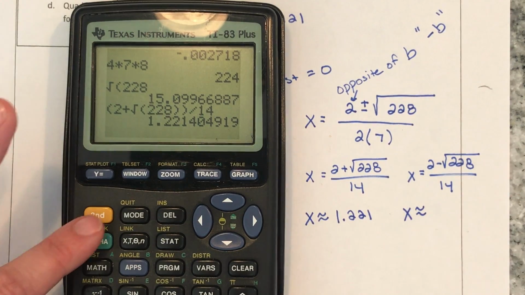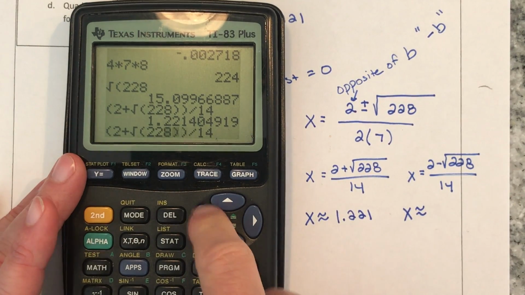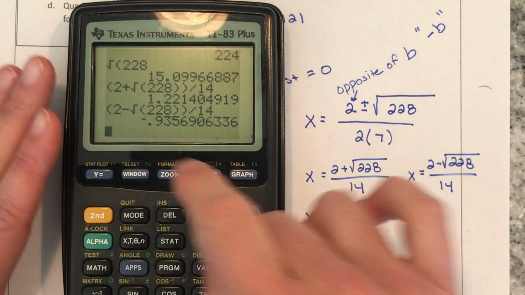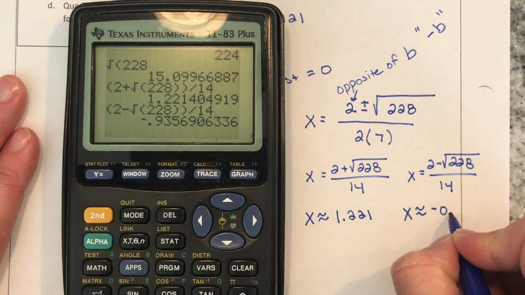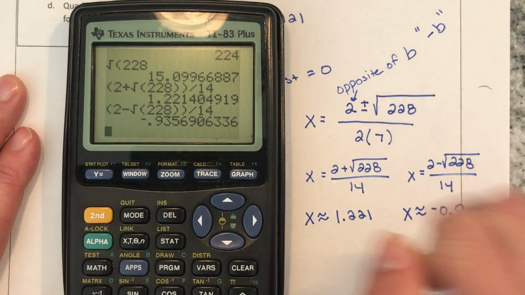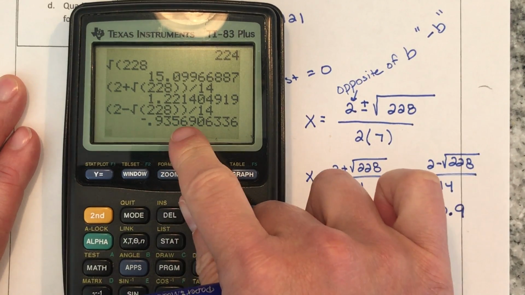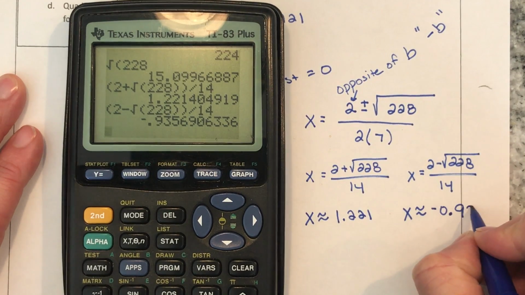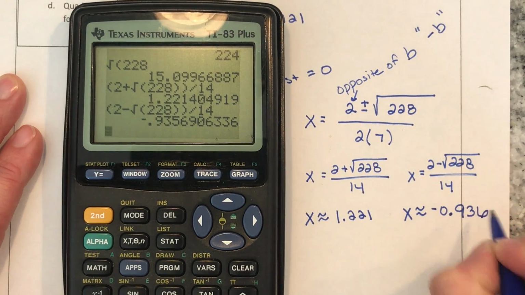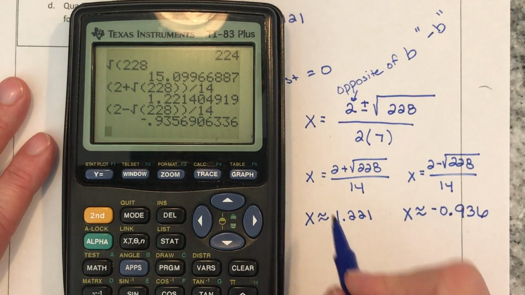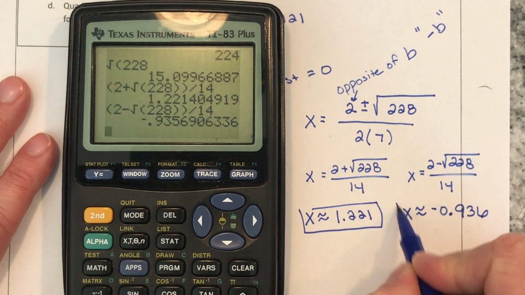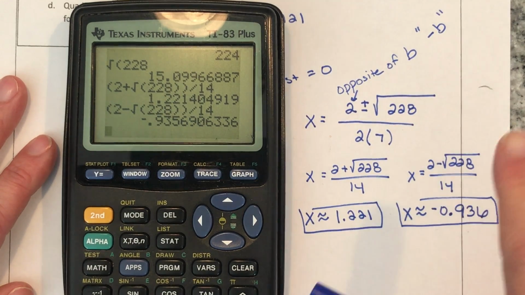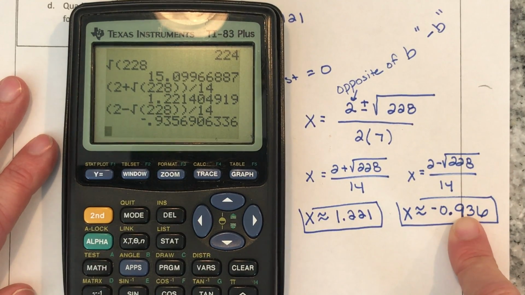And when we do the subtraction version, we get negative 0.936, and this 6 will round the 5 up to a 6. So 9, 3, 6. And those would be our two answers. You could plug them in for x one at a time. So put this in for both x's and try it. You'll get really close to 0.